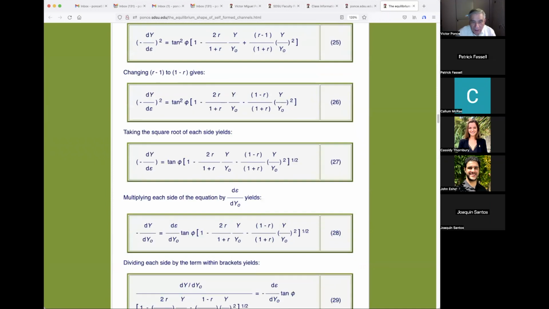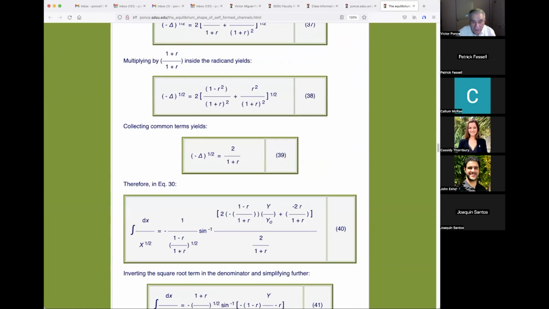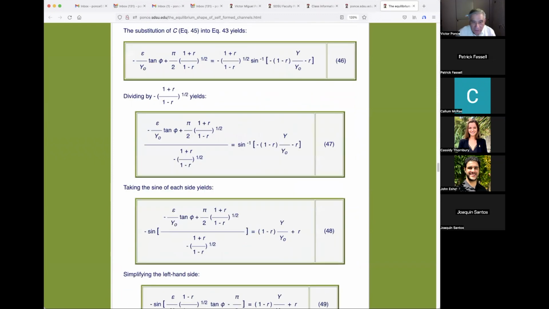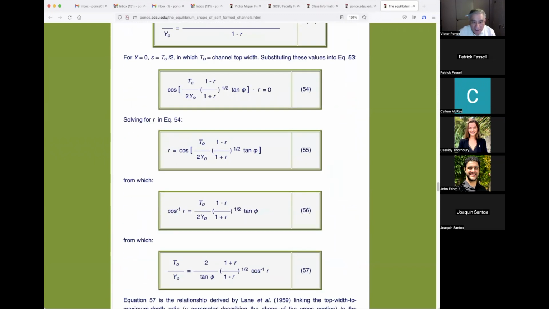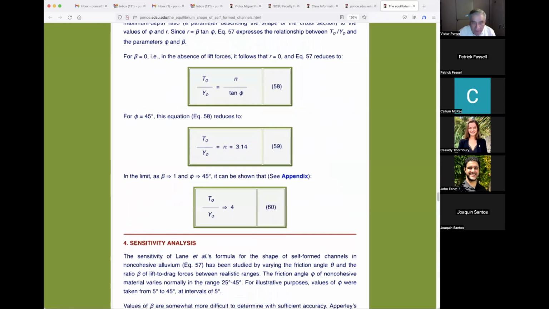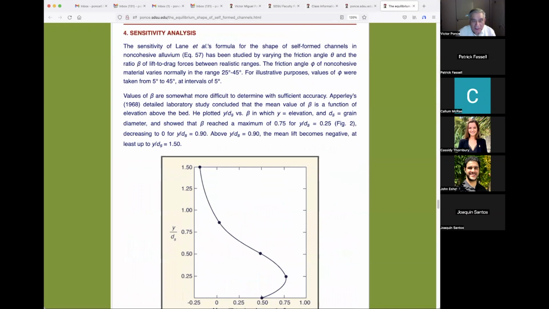So then it moves on, and then we have the quadratic equations, the integrals, carrying out the square terms. I'm not going to spend more of your time in here, but then I get to the end. Trigonometric identity, which always helps. And then the sensitivity analysis.